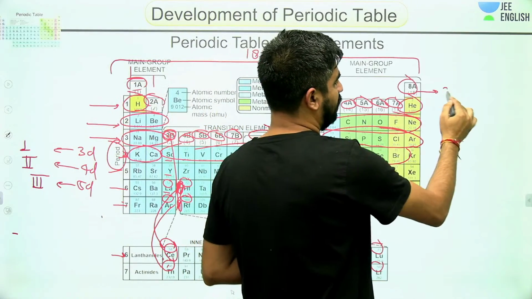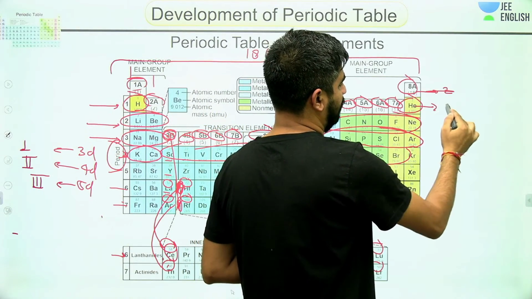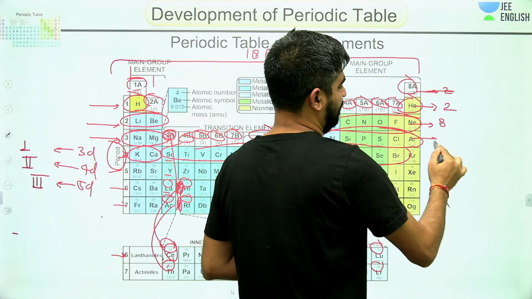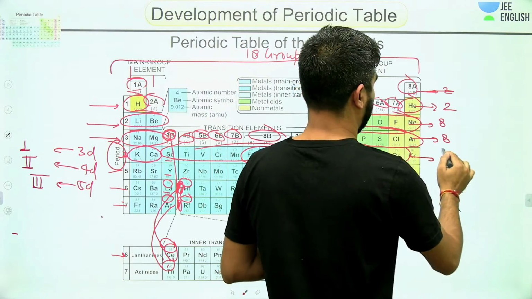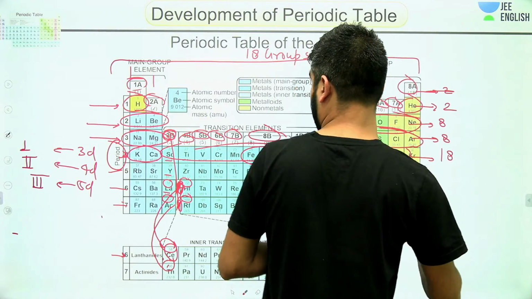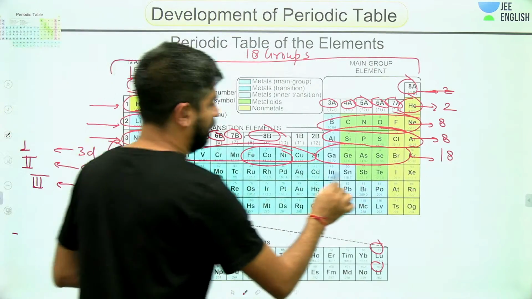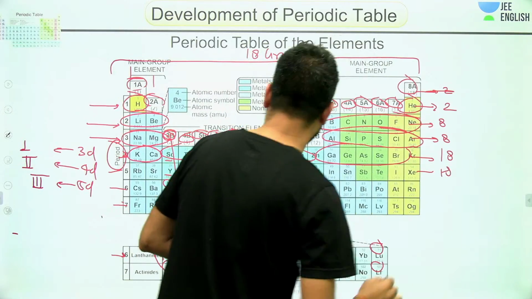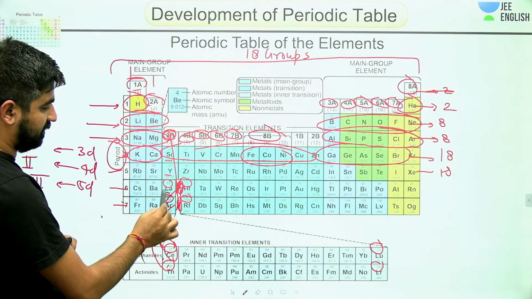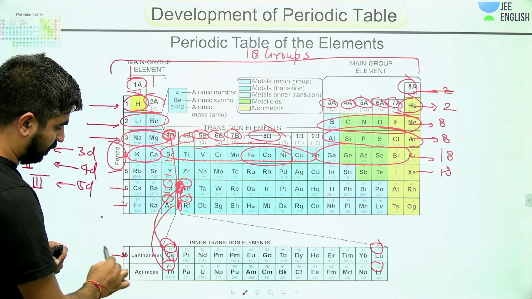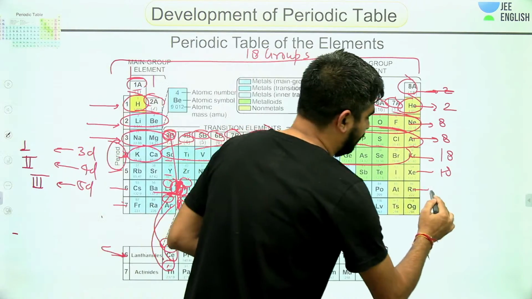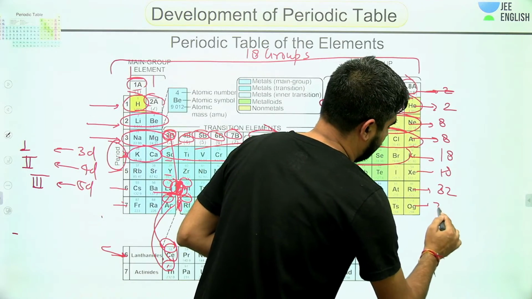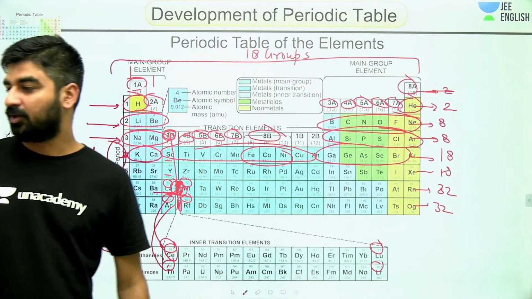So guys, we are having 2 elements, 8 elements, 8 elements, and then 18 elements. And again in this I will be having 18 elements. And in sixth period guys, we have to count these 14 as well because they come here, sixth period. So 18 plus 14, that is 32 elements. Got it?